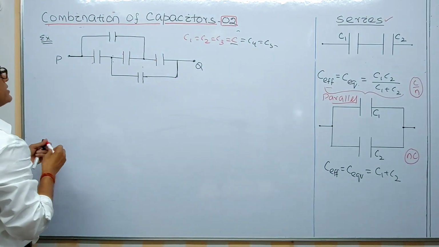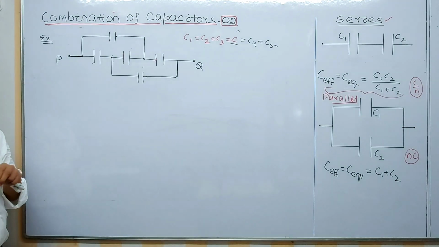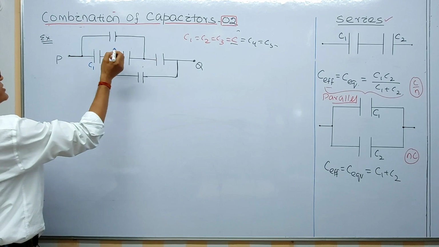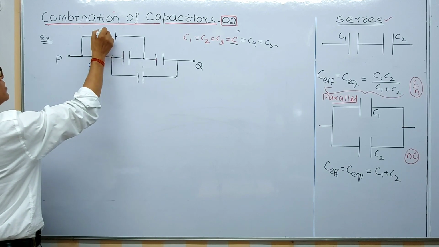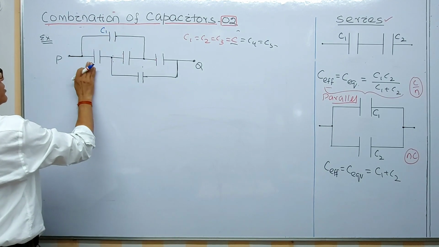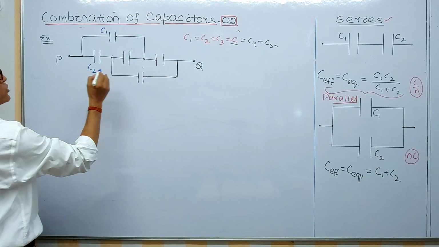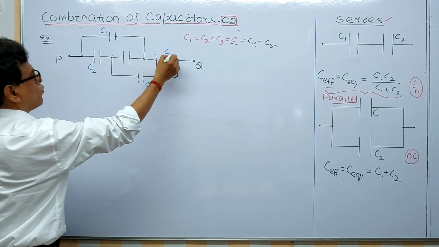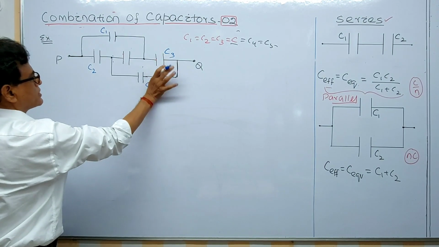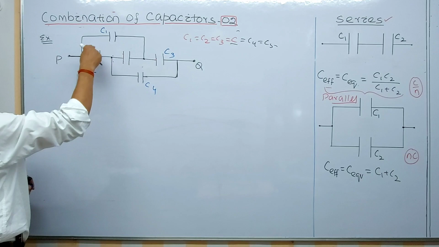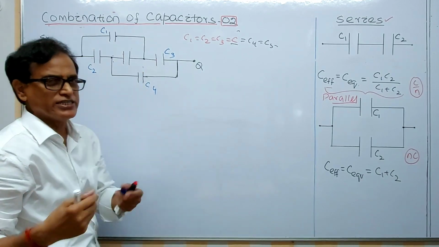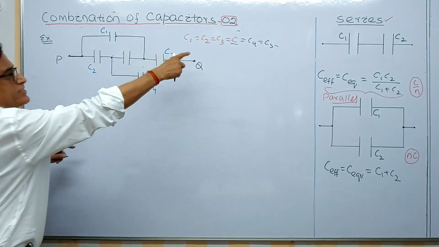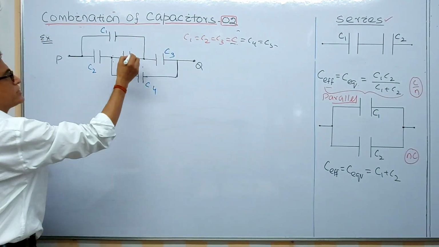Now here, say this is C1. This is a C2. You can take this as C3, or you can take C4. I am taking arbitrary C1, C2, C3, C4. It is easy to tell C1, C2, C3, C4. That's why I am writing like this. Otherwise, all are C's. All values are C. Now this is a C5.